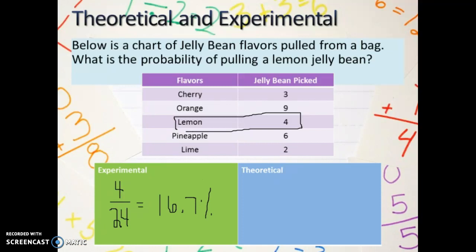Go ahead and find the theoretical probability. Here we have lemon is 1 flavor out of a total of 5 possible flavors. So the probability of pulling a lemon would be 20% as a theoretical probability.